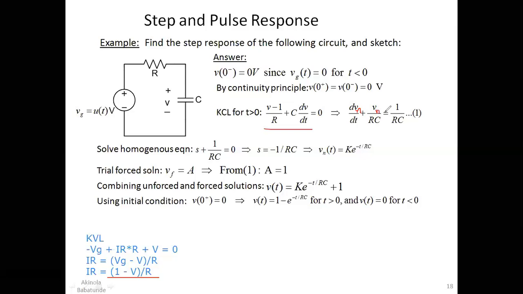That would mean you can assume your trial solution for Vn would be equal to K exponential St, as we do normally. Whenever you see Vn, you put this there. What you're going to have left here will be SK exponential St, then plus K exponential St over RC. Everything will therefore be equal to 1 over RC.